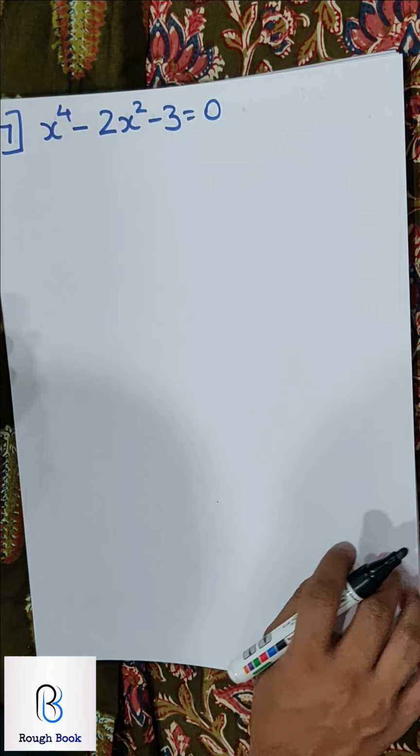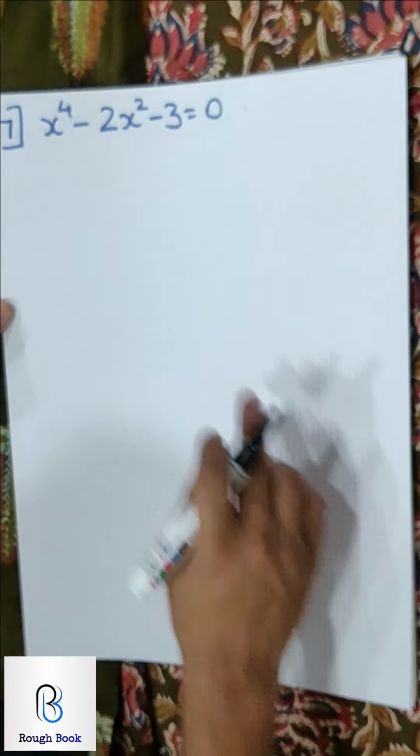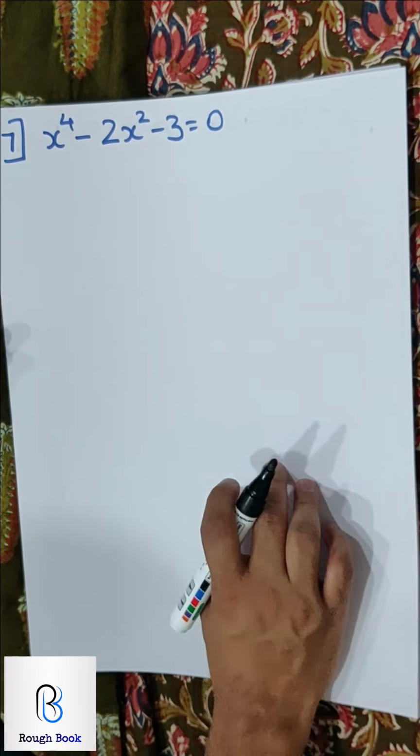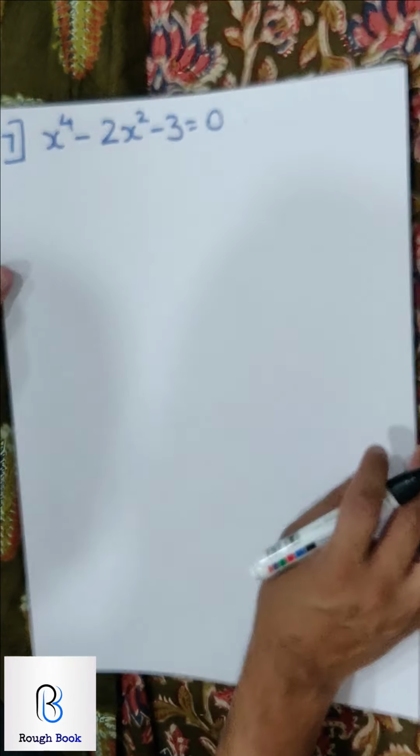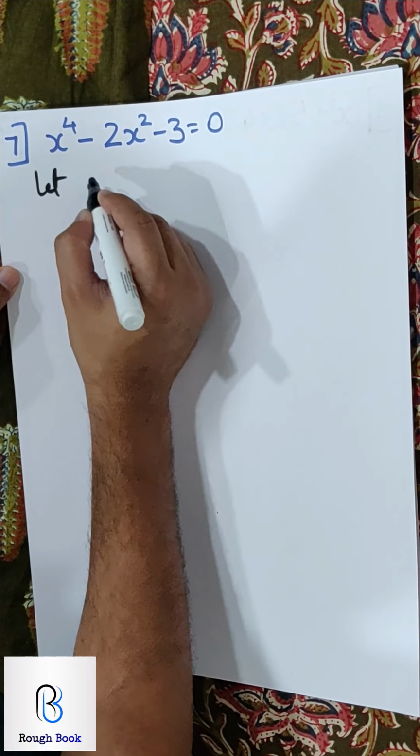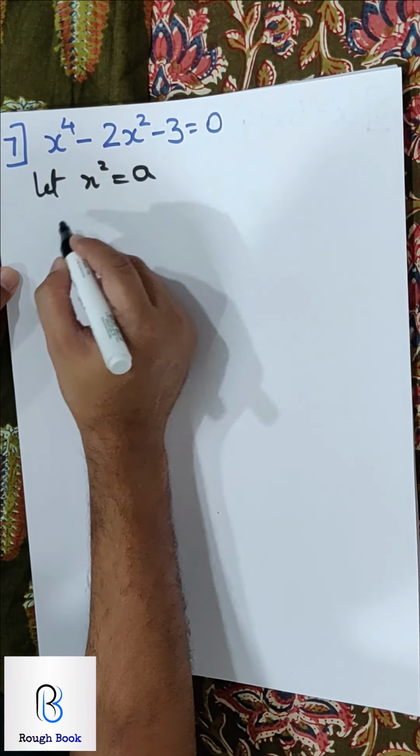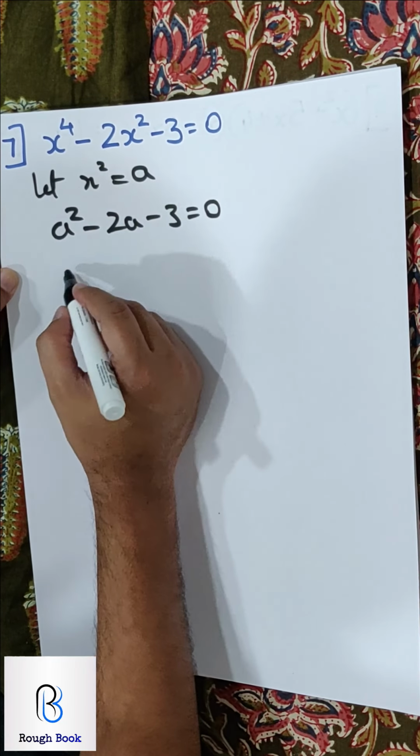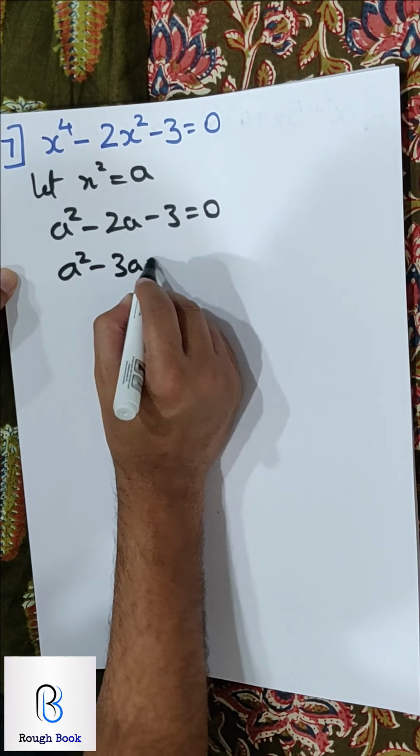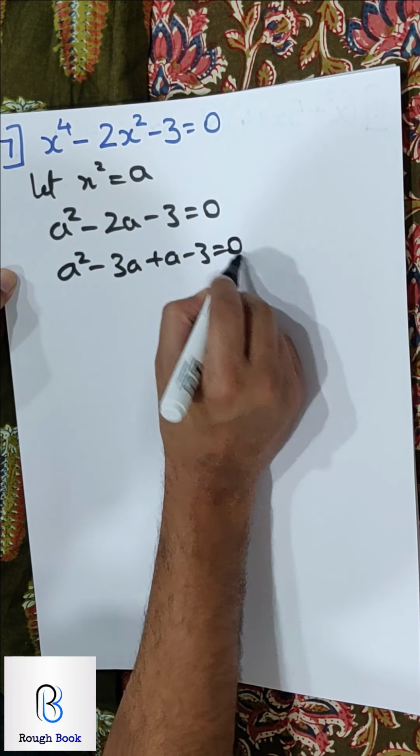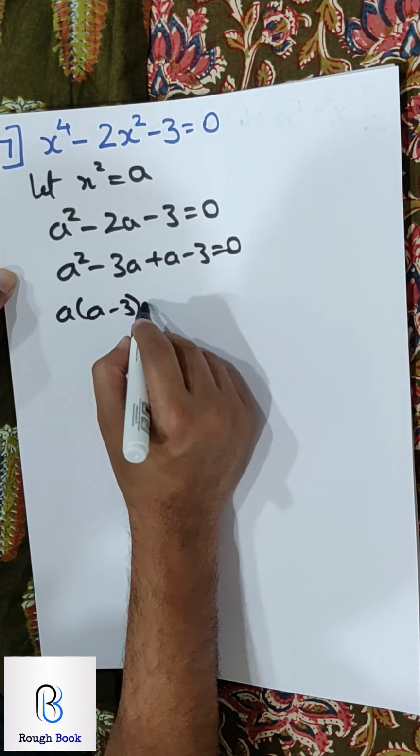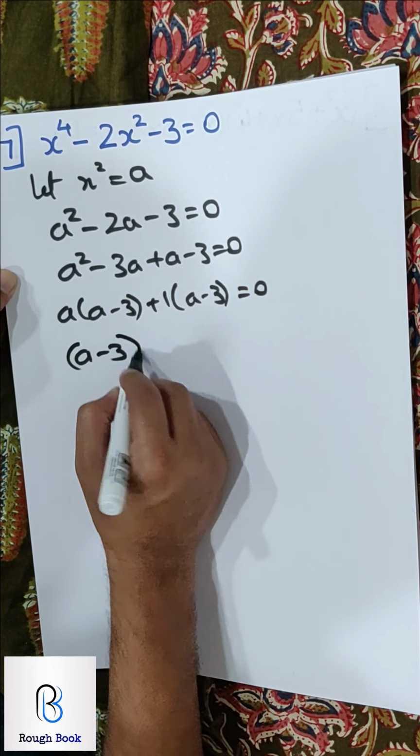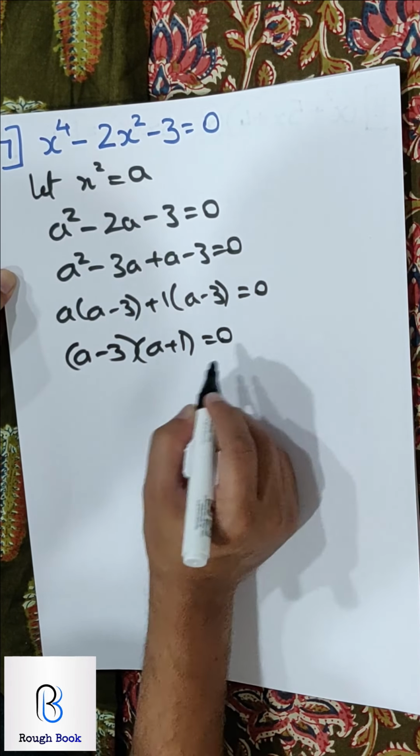Sum number 7. Yeah, this is the type where you have to take x square, the whole square, and then assume and then resubstitute. Come on, everyone, pause the video, go ahead, stop cheating. Enough, you've cheated. So let x square be a. So this will be a square minus 2a minus 3, 0. Splitting the middle term, 3 ones are. So I will get a common, a minus 3 plus 1, a minus 3, 0. So a minus 3, a plus 1.